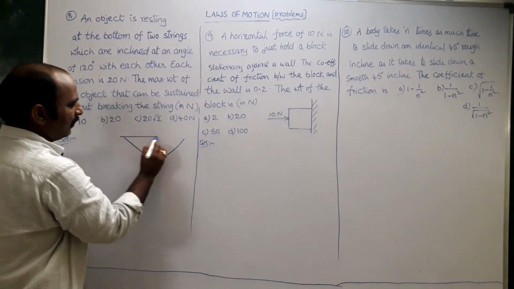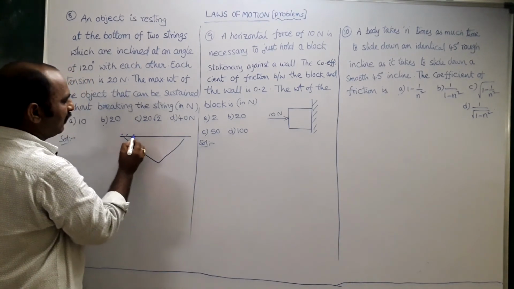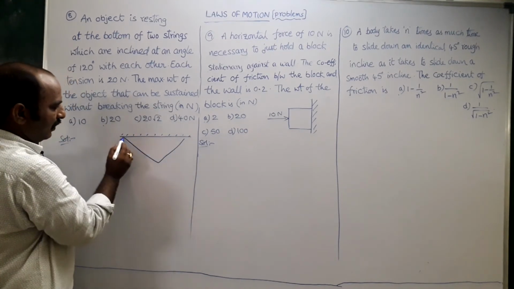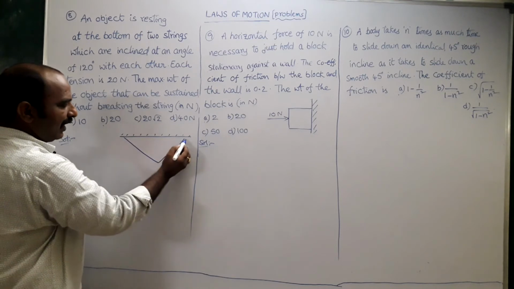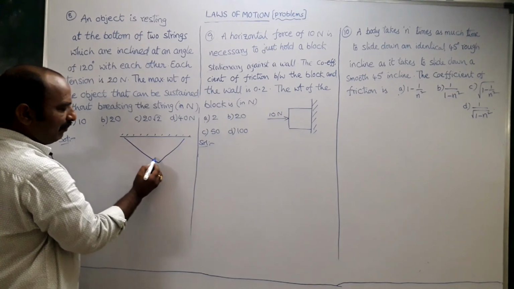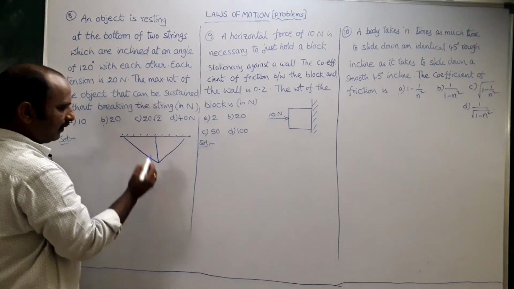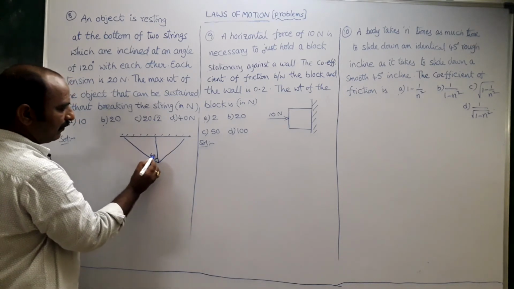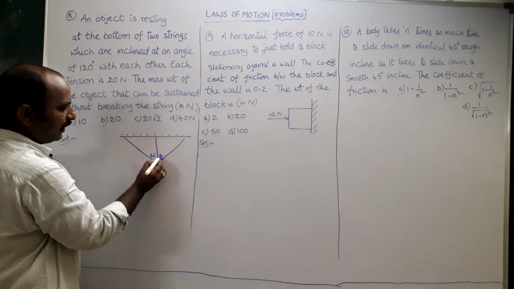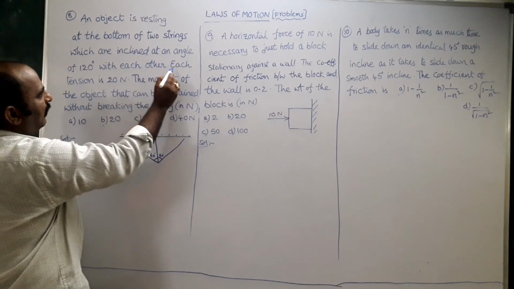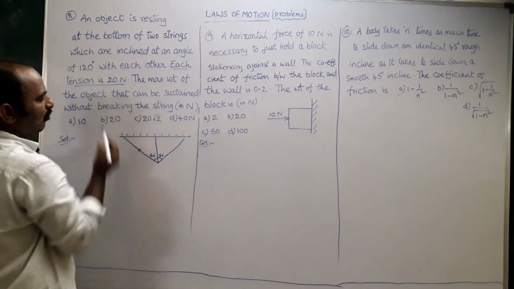Okay. They are suspended by a common support. This is first string and this is second one. The angle between them is 120 degree. Now draw a perpendicular here. This angle is 60 and this is also 60 degree. The tension is same. That is each tension is 20.